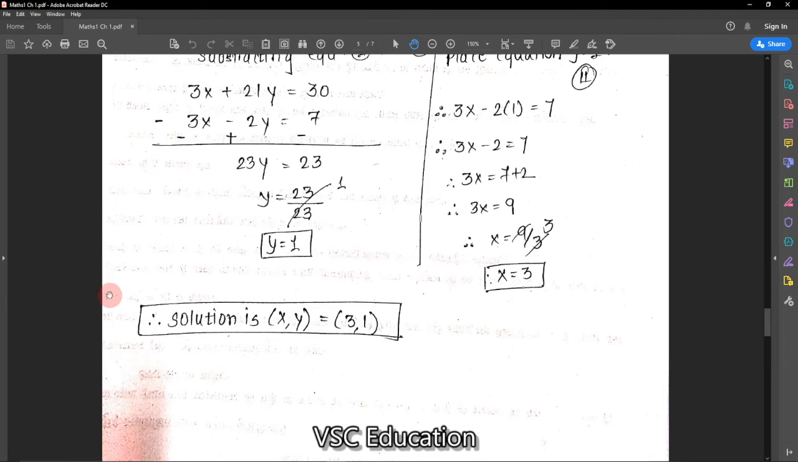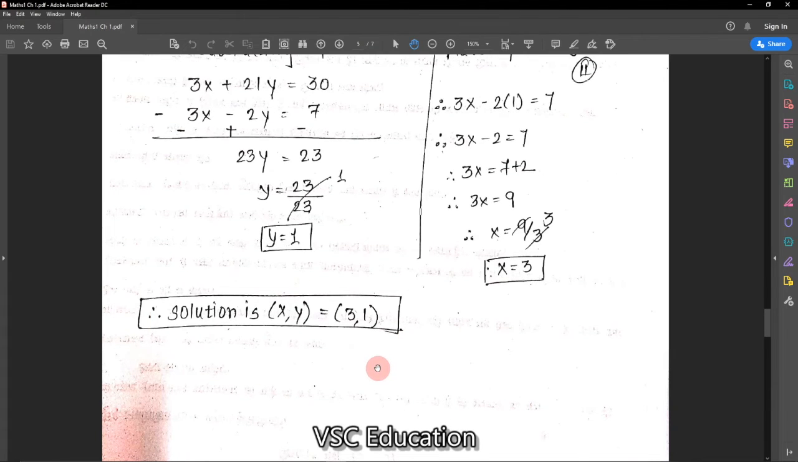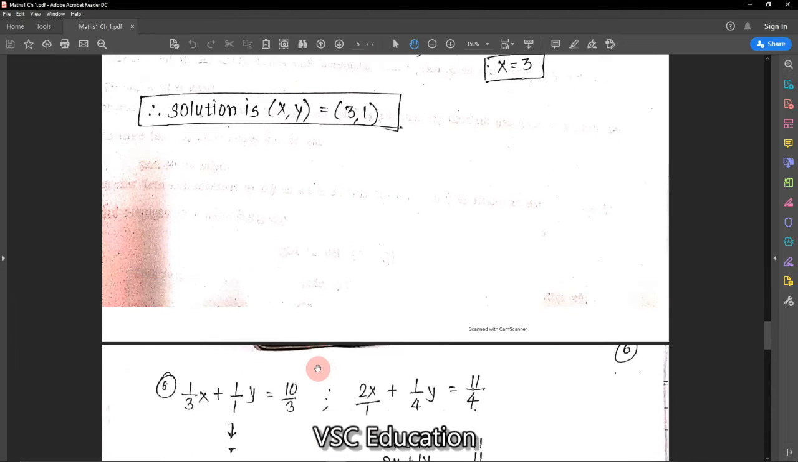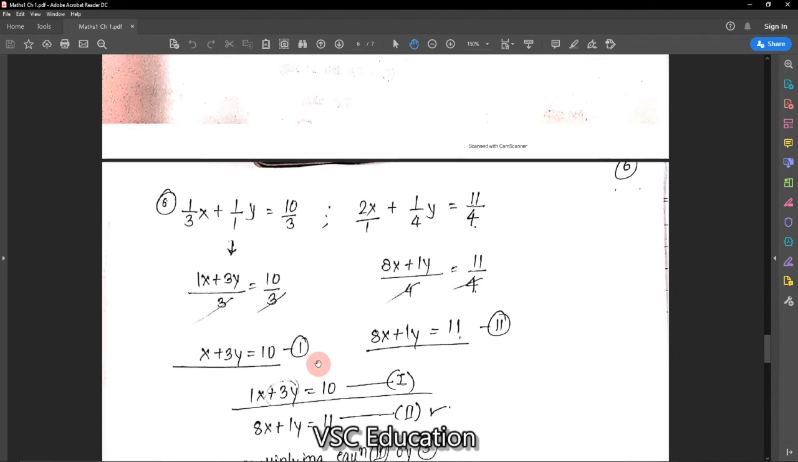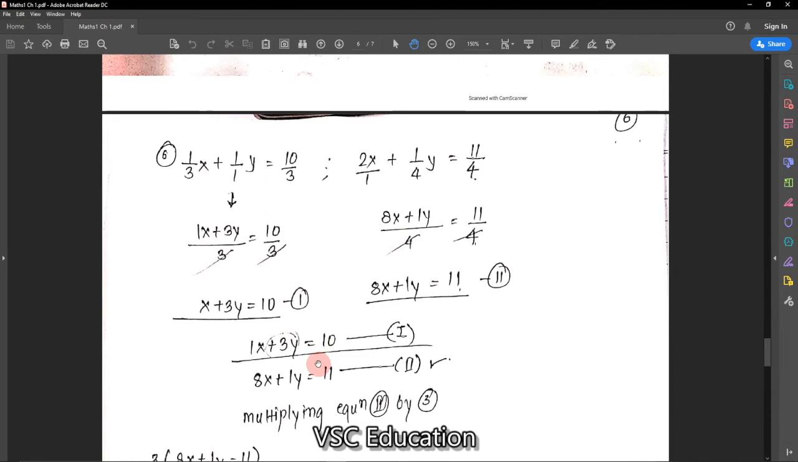This is our next sum. Now we go to the next sum. I think you will solve the third, fourth and fifth because a similar procedure is there. But here is a quite different one. It is quite difficult, so we will take this one. Okay, so it is the sixth one.